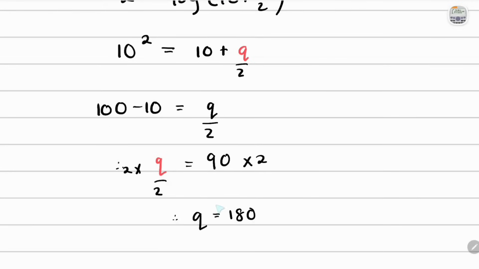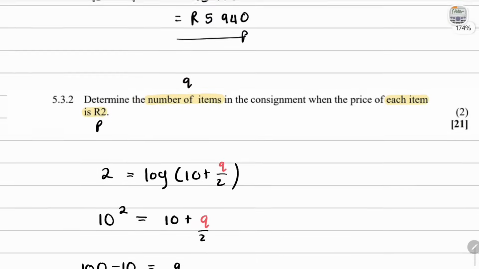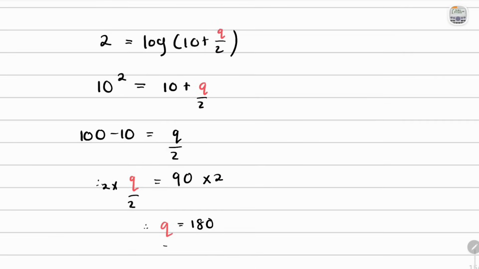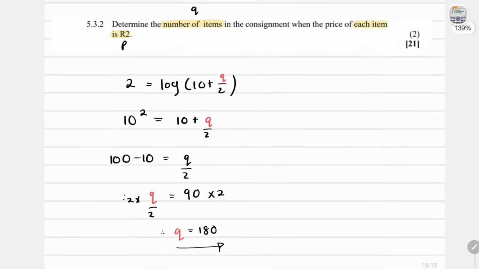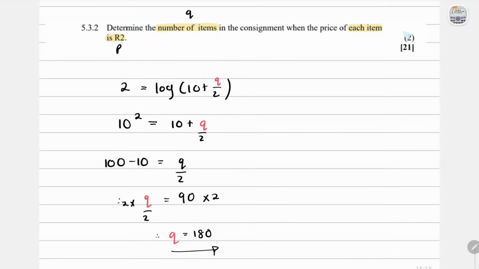So it means that this is 180 items that went for a unit price of 2 Rand. Okay, and that is our answer. And that is it for question 5.